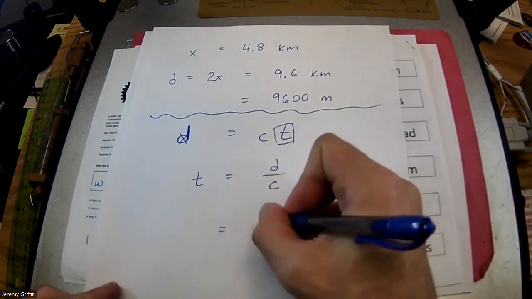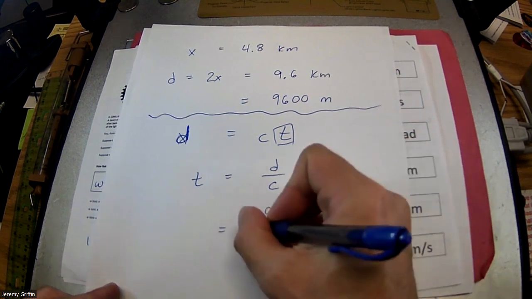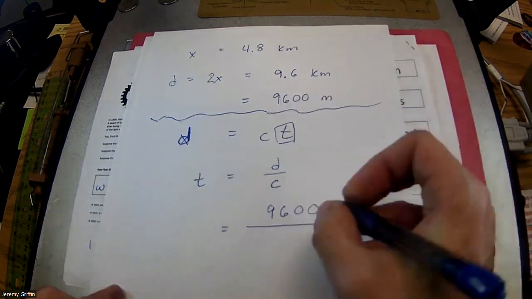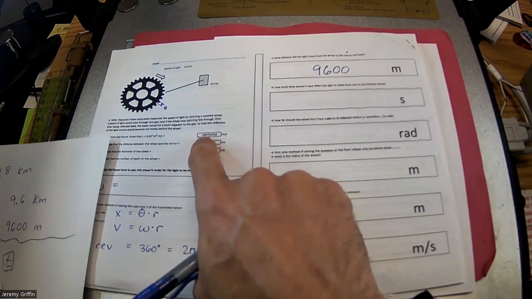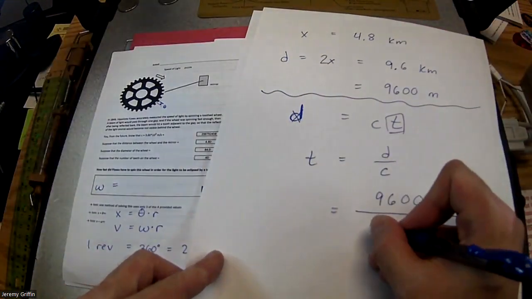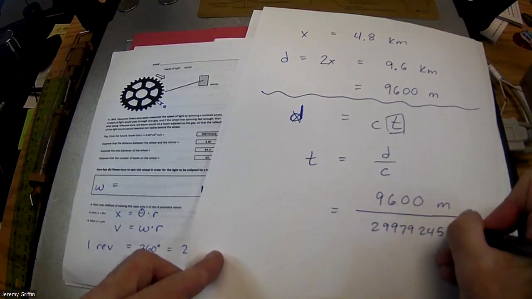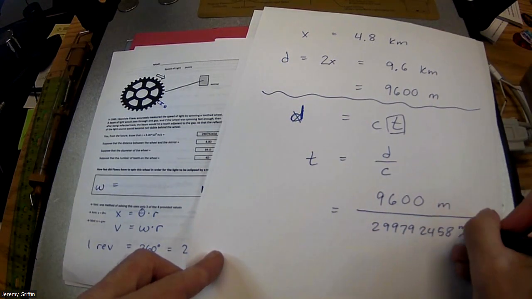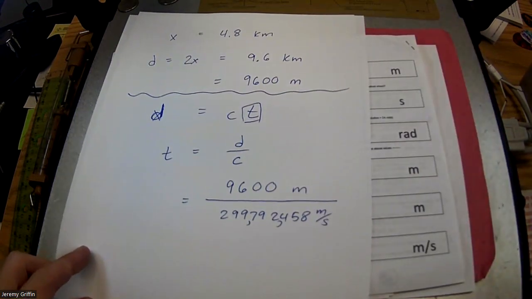So here are my numbers anyway: 9,600 meters. You guys have a different distance. And the speed of light I gave you. I normally say 3 times 10 to the 8 meters per second. I went ahead and listed out the digits here, 299,792,458 meters per second. That's way too precise, but just for fun, why not? Like 300 million meters per second.